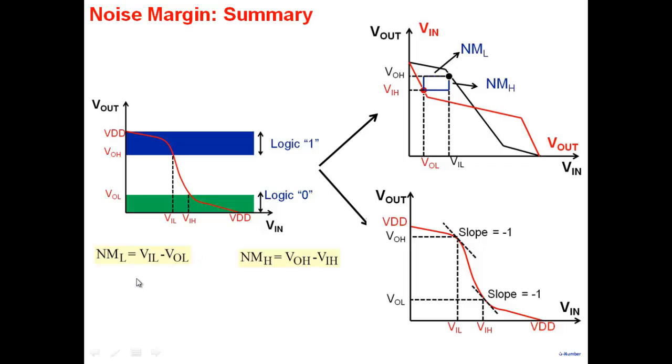And the noise margins then are: the difference VIL minus VOL is the noise margin for the logic low level here, and VOH minus VIH is the noise margin for when you apply a high voltage, a logic 1 at the input here. And the issue then is, so these are the definitions. The issue then is, how do we find this VOH, VIH, VIL, VOL? How do we find these things?